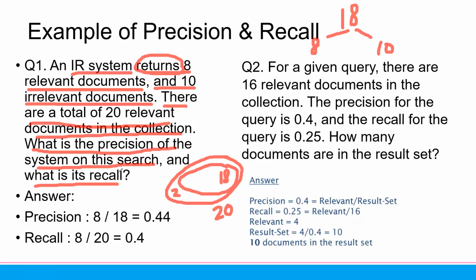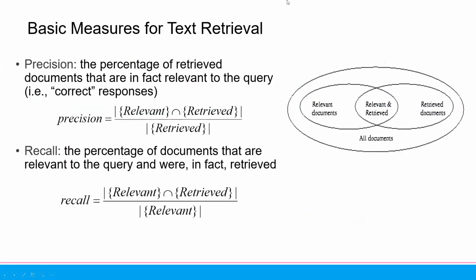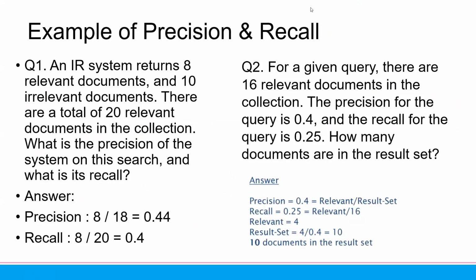So the precision means the number of retrieved and relevant documents. We have 8. Among the 8, what is the formula here? I want to divide by the number of retrieved documents. So how many documents can I get when I search it? We have 8 plus 10. Then the precision will be 8 divided by 18.